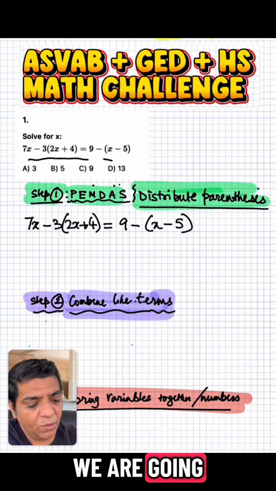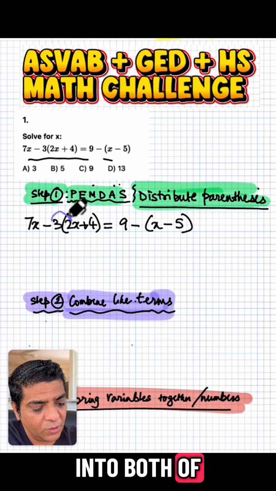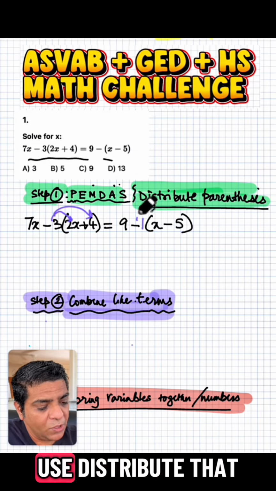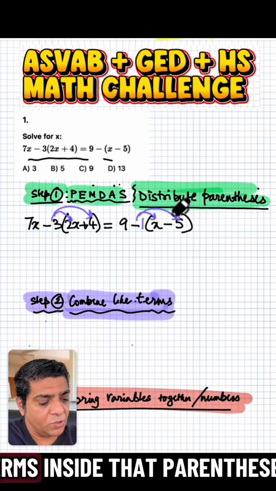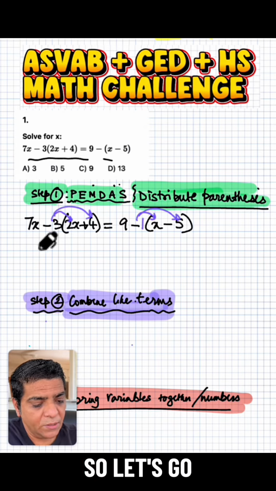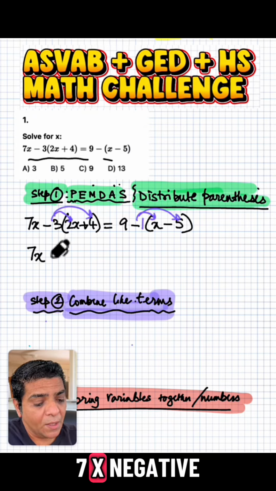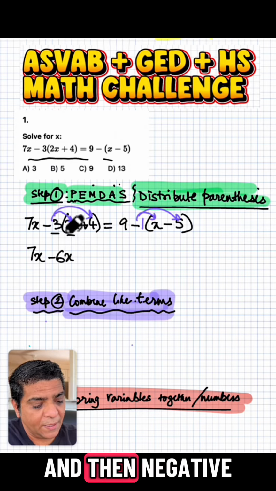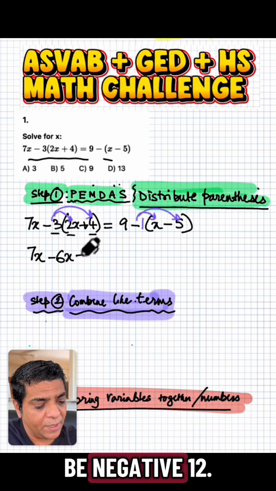So we are going to distribute the whole negative 3 into both of these terms inside the parentheses, and then a negative just means negative 1. So we're going to distribute that into the two terms inside that parentheses. Let's go ahead and do that. We have 7x. Negative 3 times 2x is negative 6x, and negative 3 times 4 is negative 12.